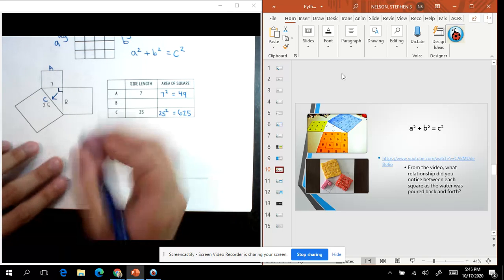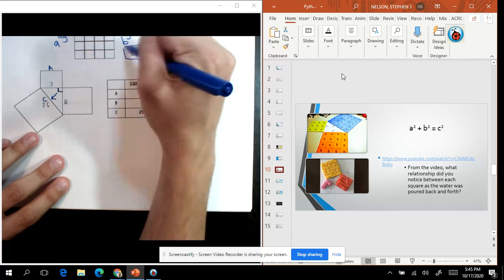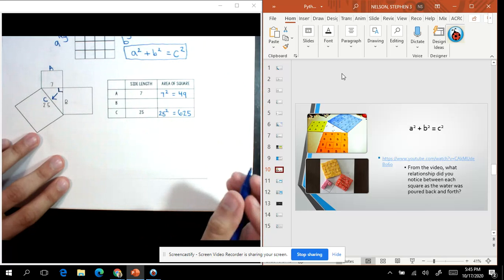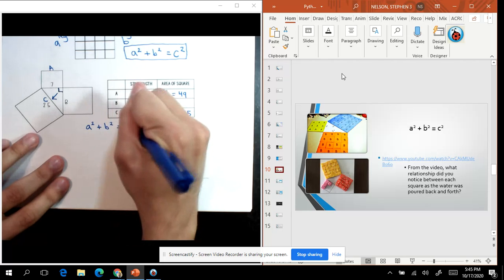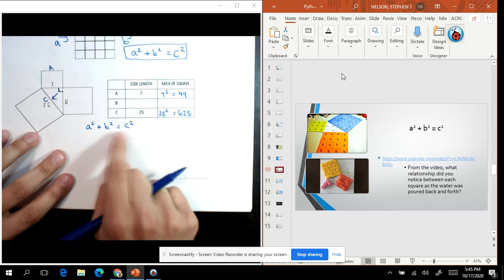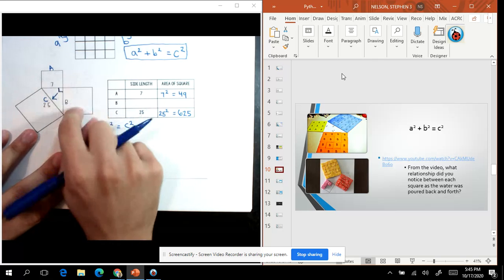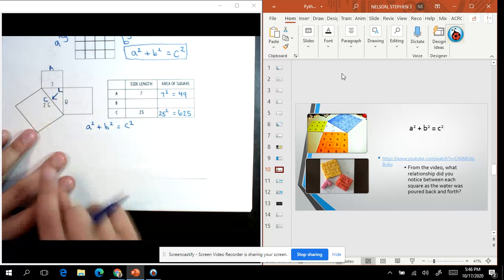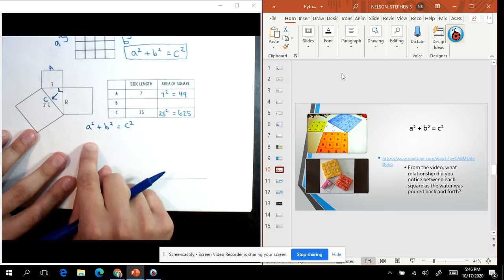And now we can set up our equation. Remember, the Pythagorean theorem states that a squared plus b squared equals c squared. So whenever you're trying to solve these equations, that's the first thing you want to do. You want to write out your a squared plus b squared equals c squared. And then identify your two legs, the a and b, and then identify what your hypotenuse is. And then if you're given the area, you'll just fill in the area. Or if you're only given the sides, you'll have to find the area by squaring them.